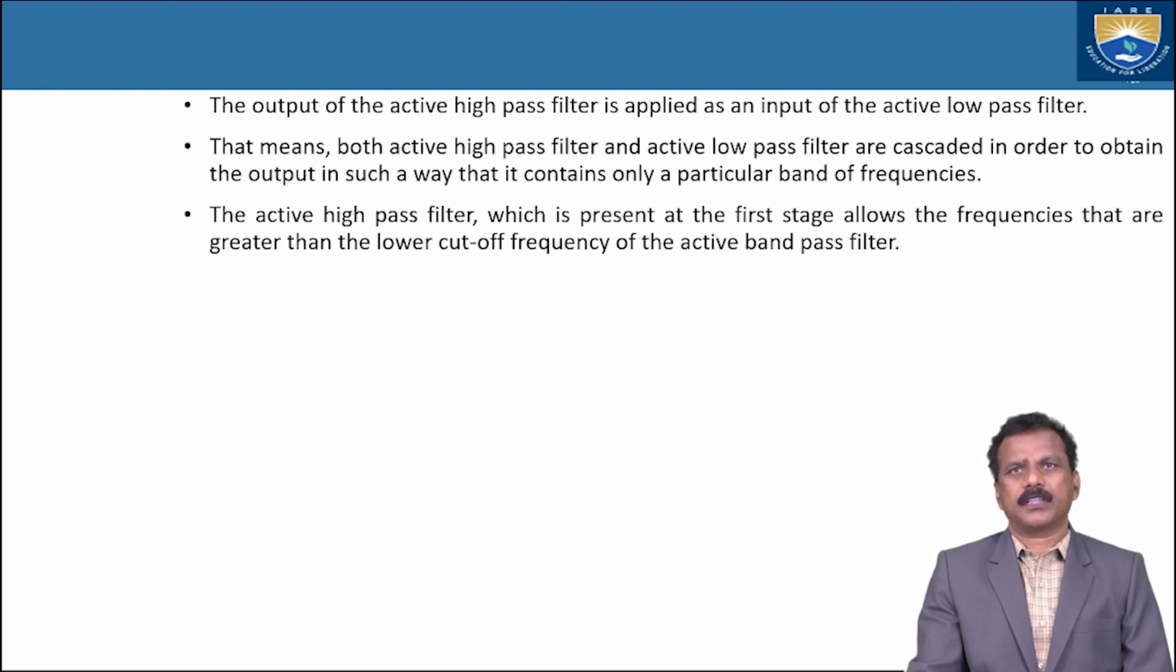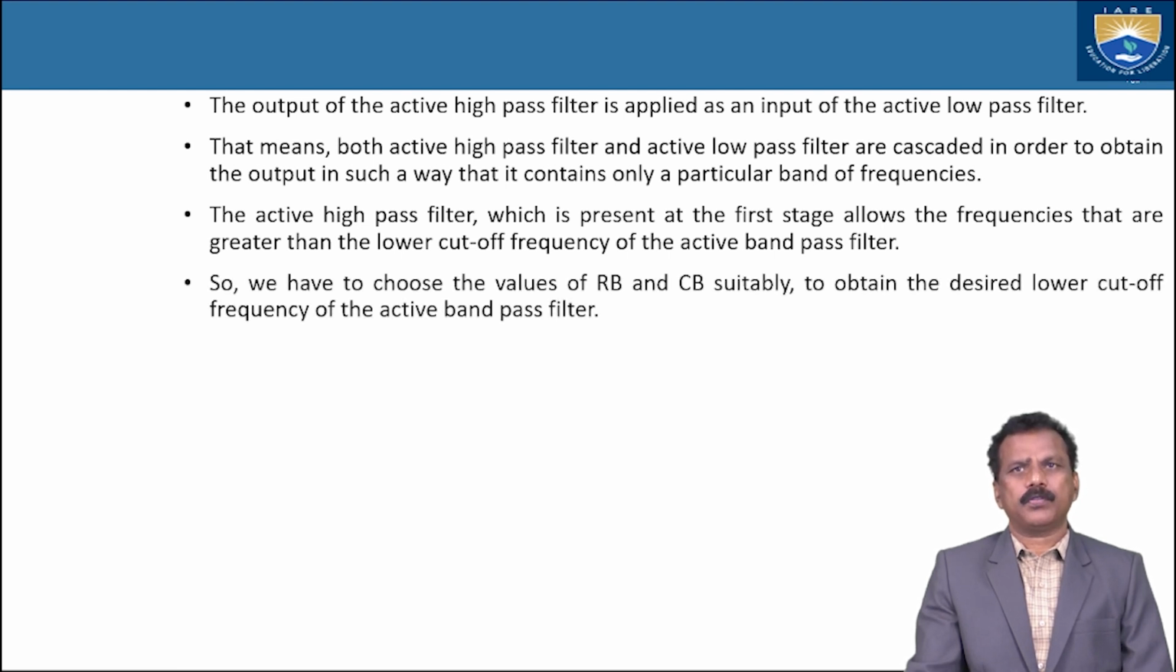So as per this circuit diagram, the output of the active high pass filter is applied to an input of the active low pass filter. Due to this, the active high pass filter, which is present at the first stage, allows the frequencies that are greater than the lower cutoff frequency of the active band pass filter. So we have to choose the value of RB and CB suitably.